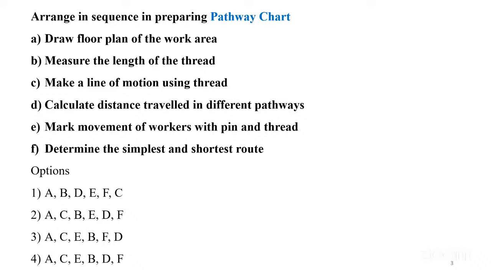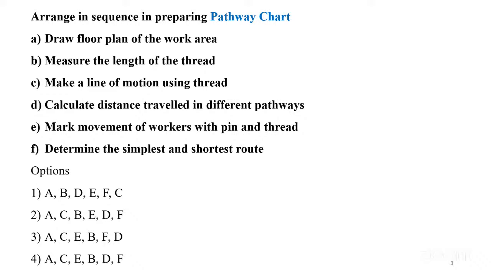So this is also a part of work simplification pathway chart, if you will remember. The given options are: Option 1, A, B, D, E, F, C. Option 2, A, C, B, E, D, F. Option 3, A, C, E, B, F, D. Option 4, A, C, E, B, D, F.